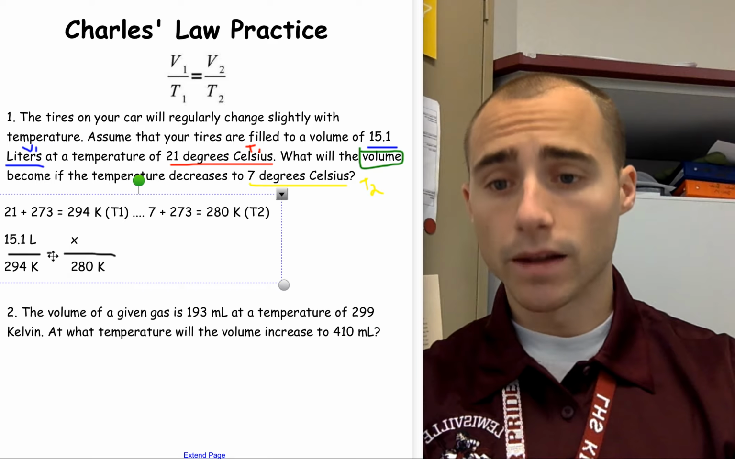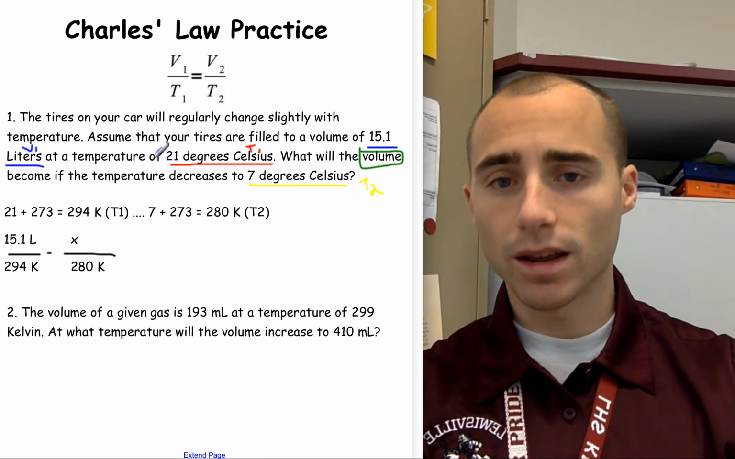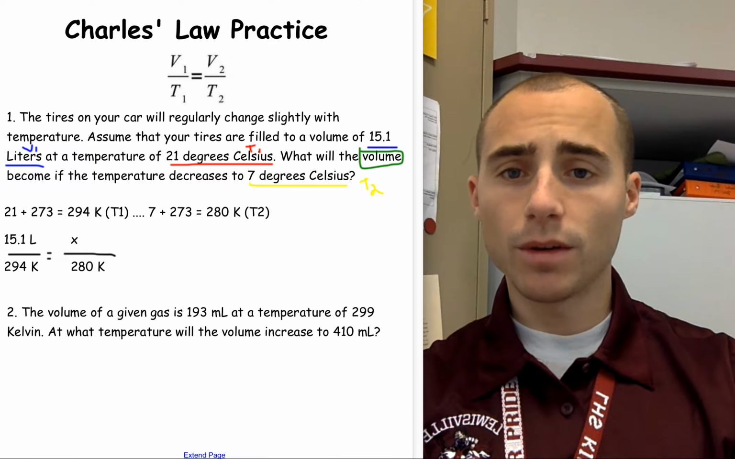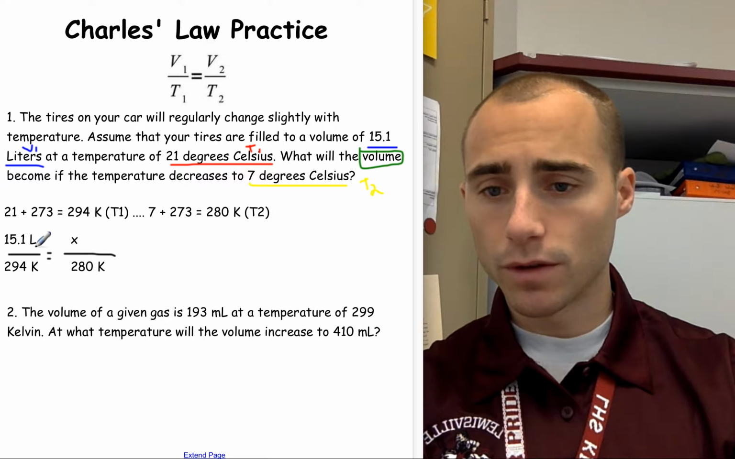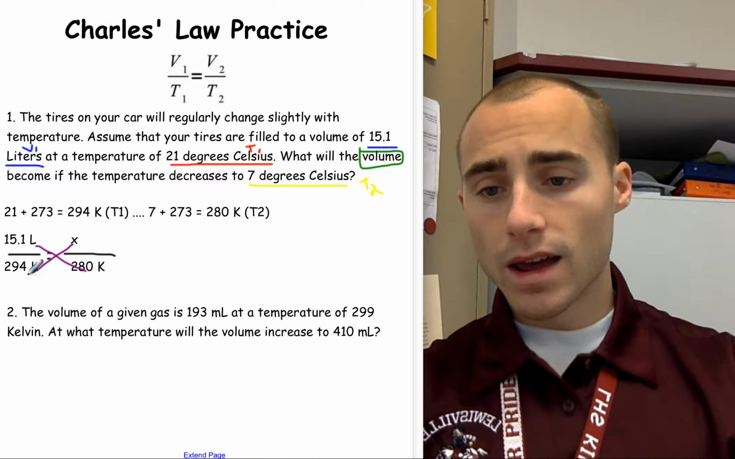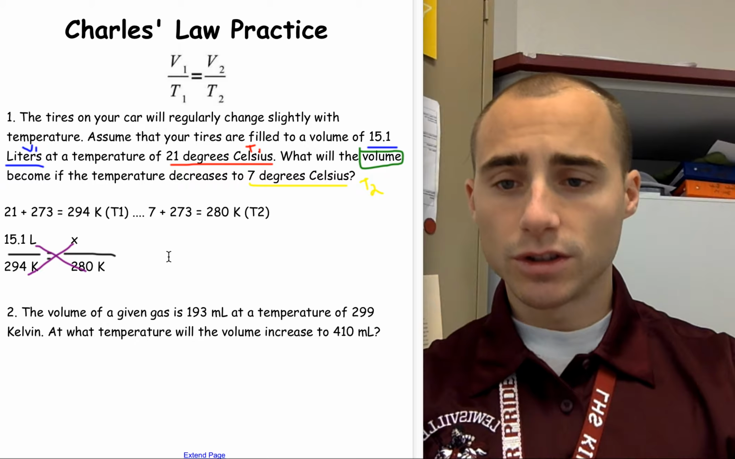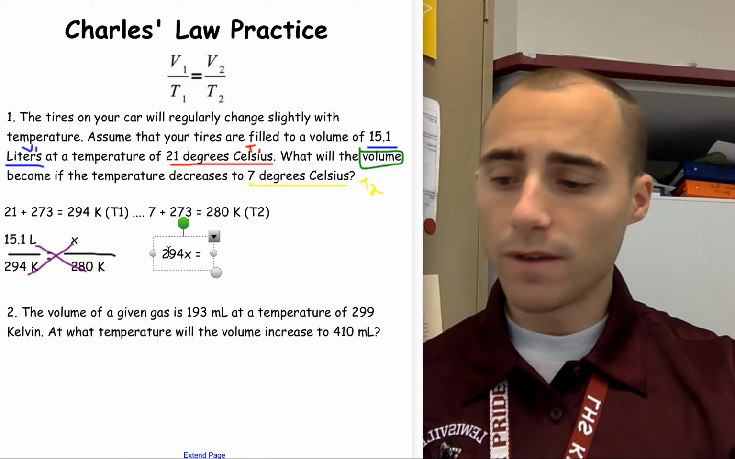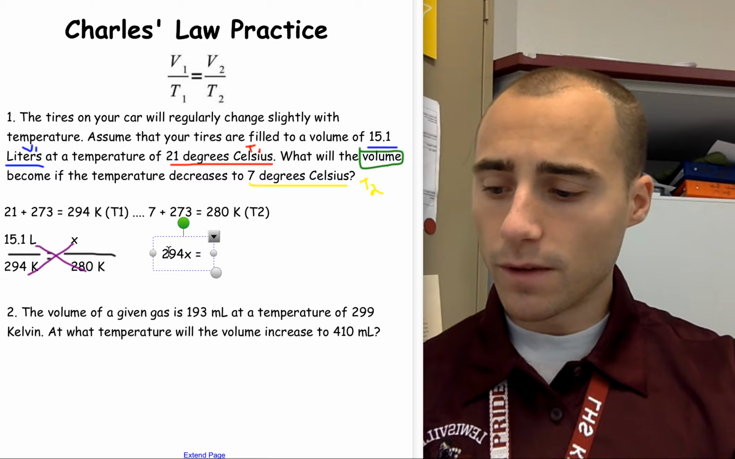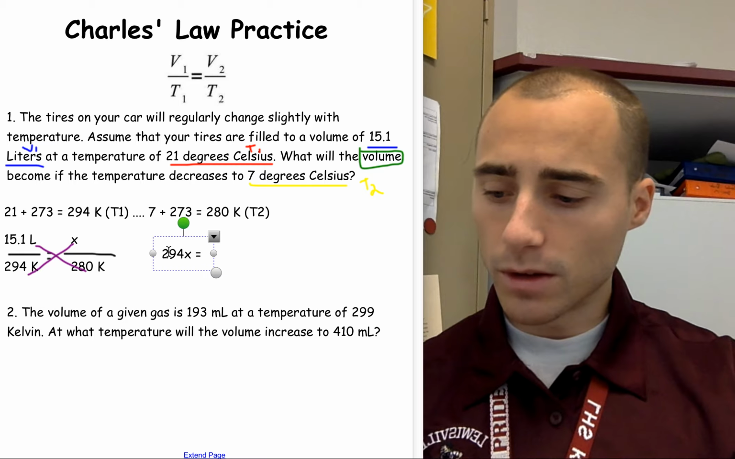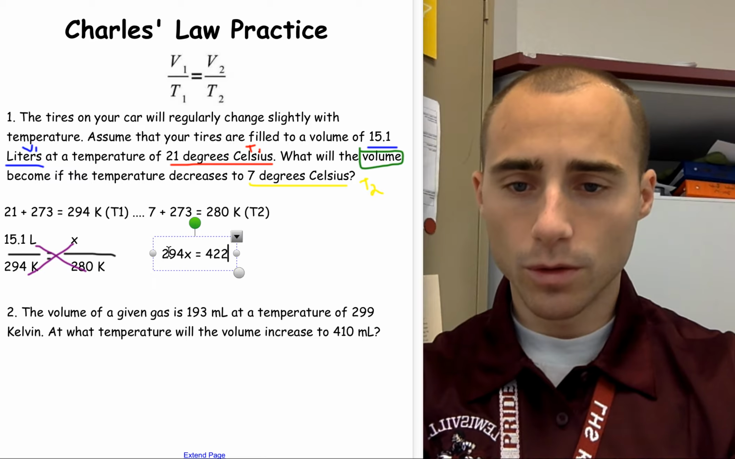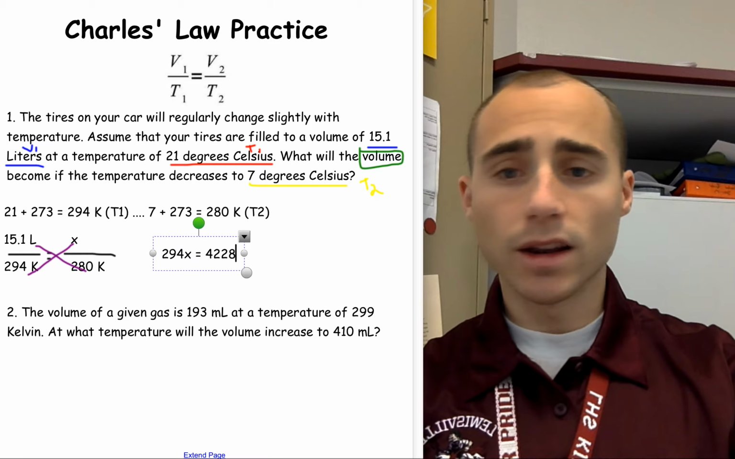Everything is fine. There we go. Okay, now we cross multiply and solve. So you go 15.1 multiplied by 280, and X times 294. So you should end up with 294x equals, and then we multiply 15.1 by 280. This is going to be a big number. 4,228.